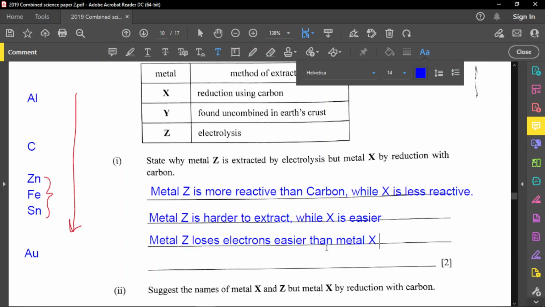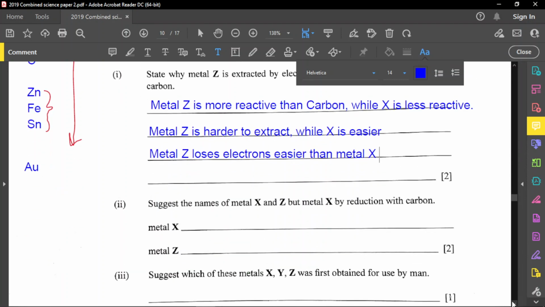All right, and remember that there are 2 types of oxidation. Oxidation can be defined as gain of oxygen or the loss of electrons. And reduction is defined as either you lose oxygen or gain of electrons, and that's why X can easily be reduced using carbon. So those are 3 possible answers you could have there.